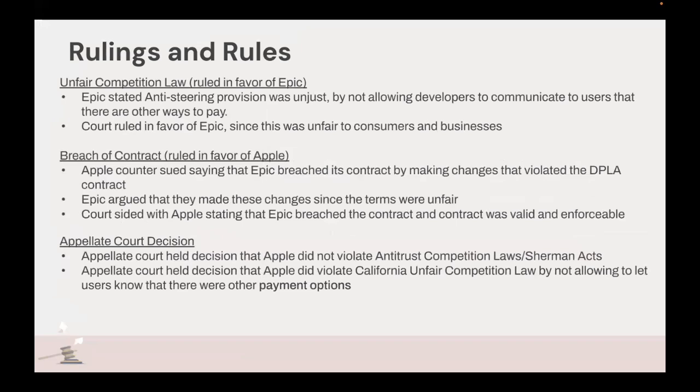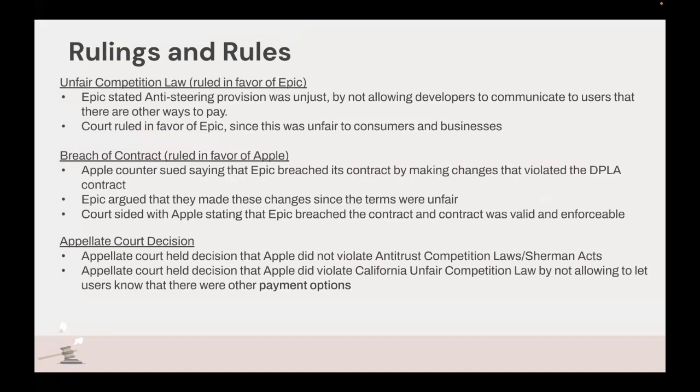But the court did rule in favor of Epic under the unfair competition law, where Epic stated the anti-steering provision was unlawful by not allowing developers to communicate to the users that there are other ways to pay. The court did find this unfair to both consumers and businesses. And then under the breach of contract, where Apple countersued because of the secret code Epic put into Fortnite, the court ruled in favor of Apple, and that Epic did breach the contract and it was valid and enforceable.